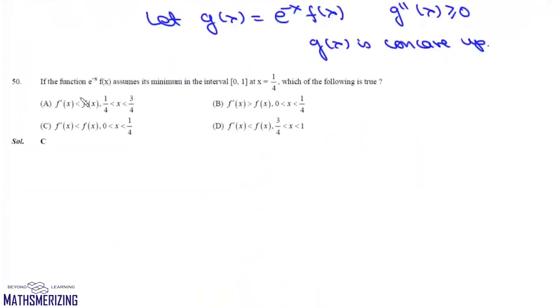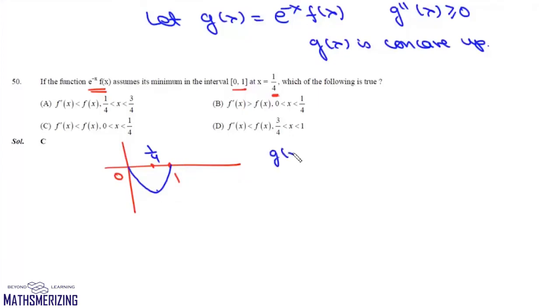Now its second part is, if e to the power minus x into f(x), assume its minimum value in the interval 1 to 4 is at 1 by 4, then which of the following is true? Now we have already proved that in between 0 and 1 this function is concave down. Now it says its point of minima is 1 by 4. So this is how it will be drawn.